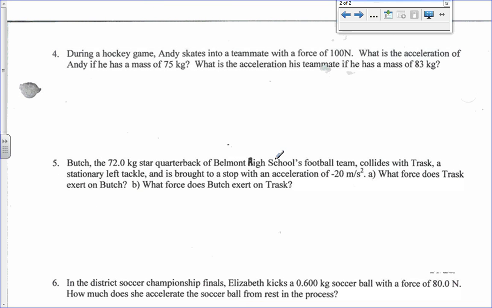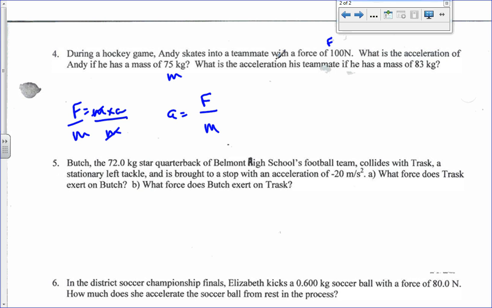Number 4, during a hockey game, Andy skates into a teammate with a force of 100 newtons. What is the acceleration of Andy if he has a mass of 75 kilograms? Well, force equals mass times acceleration. We want acceleration, so we have to solve for acceleration. So acceleration will be given by force divided by mass.